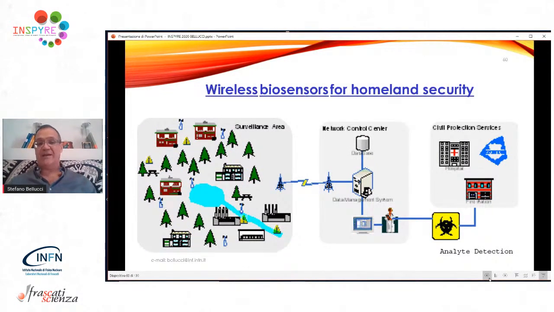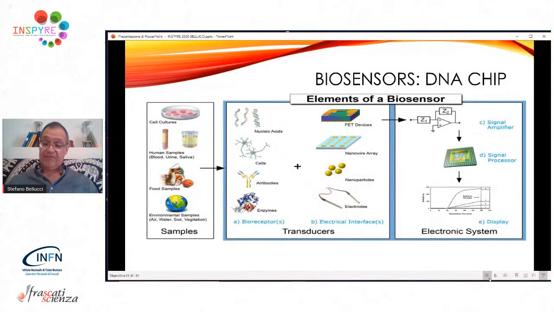We need to have biosensors also for homeland security, anti-terroristic. Here you see the surveillance area. Then you see a control center, which is networked. And then you find here on the right-hand side, the protection services that monitor the whole process. But the whole process is based on the use of a sensor. In the yellow box on the bottom, on the right side, you see the analyte detection device that will be connected by this complicated network in order to survey, for instance, the appearance of a virus in an area.